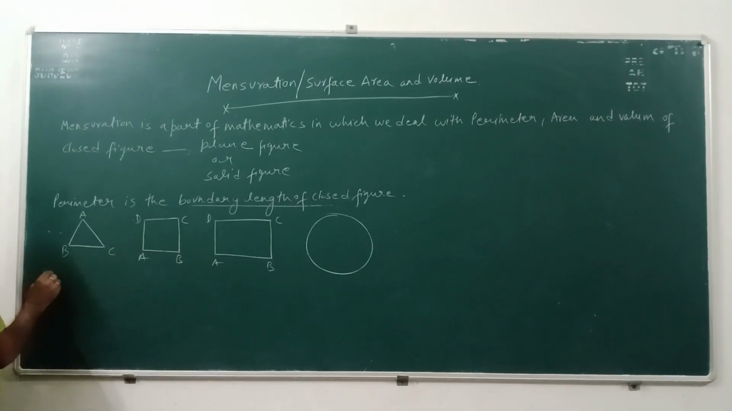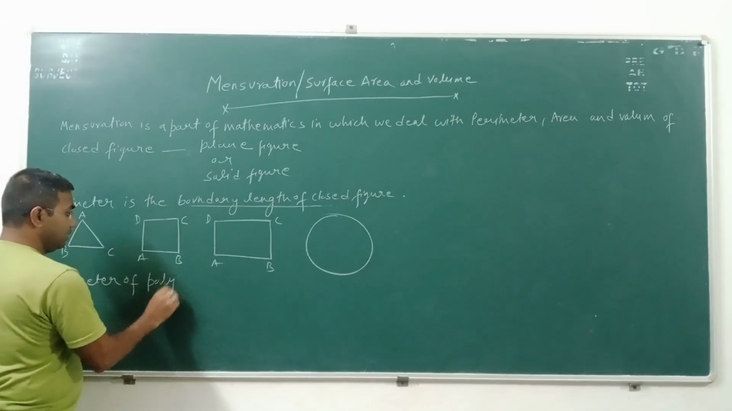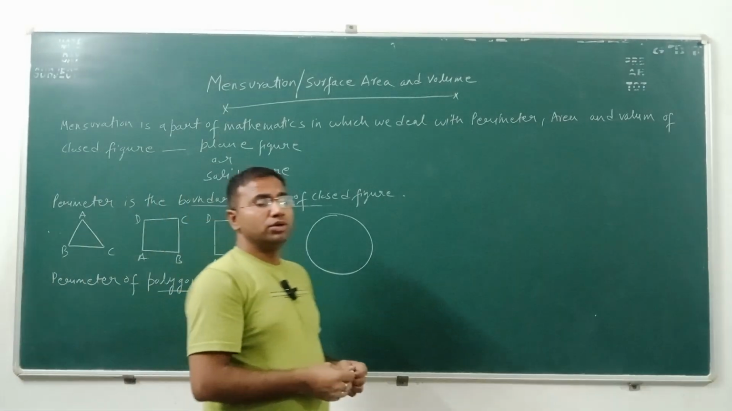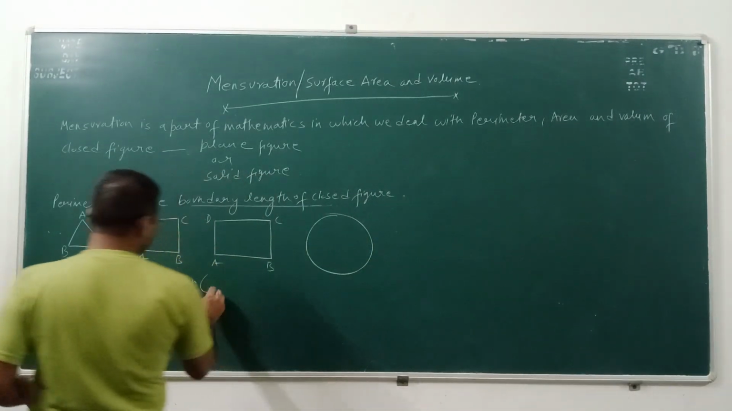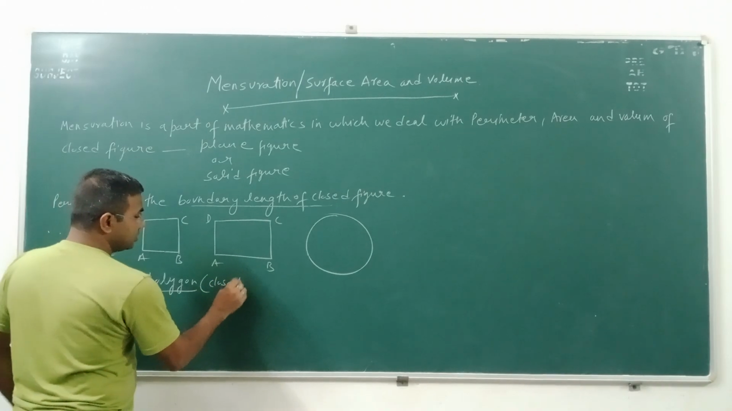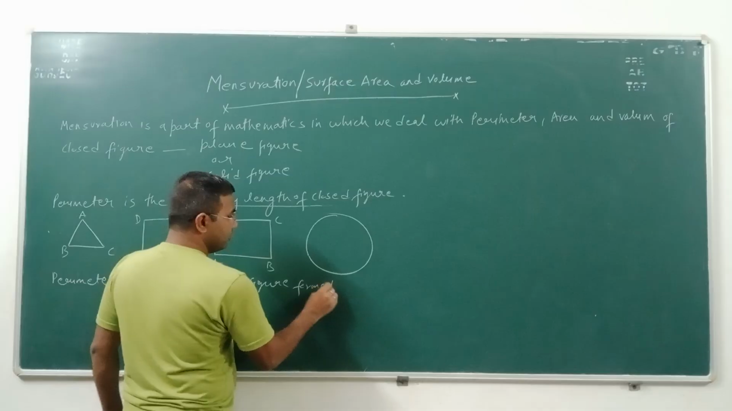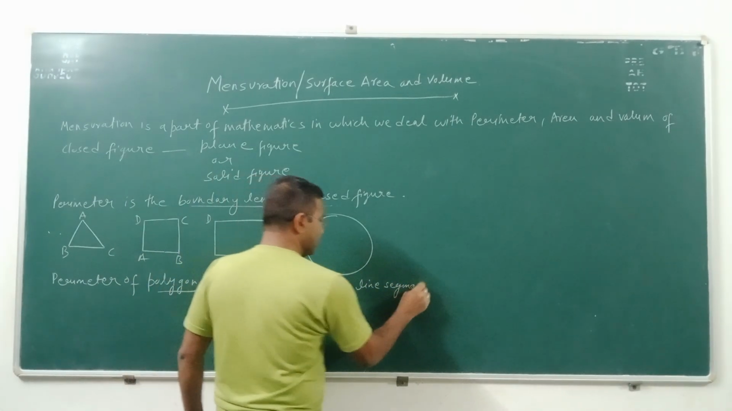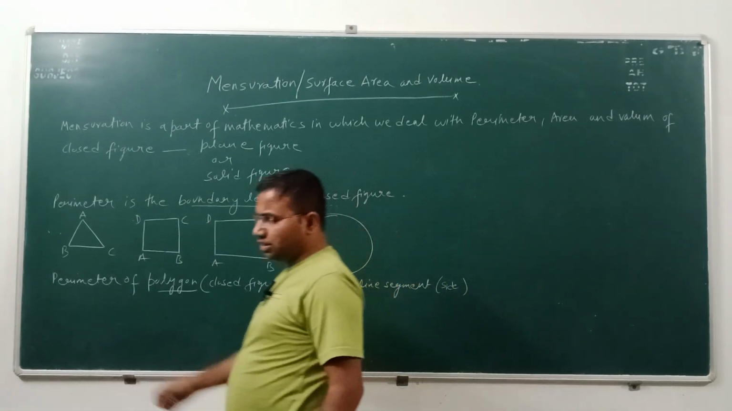So see here, perimeter of polygon. Okay, so polygon, as you know, what is a polygon? A polygon is a closed figure formed by line segments, and a line segment is called a side.